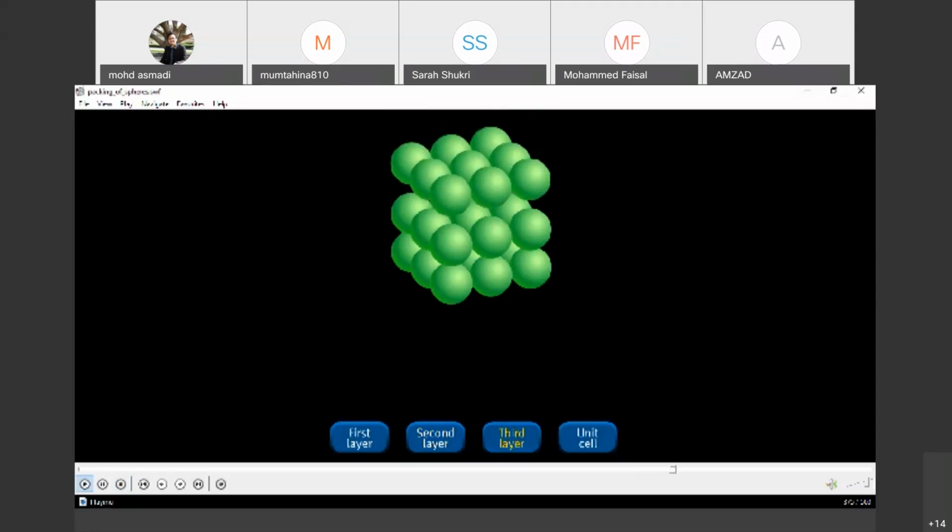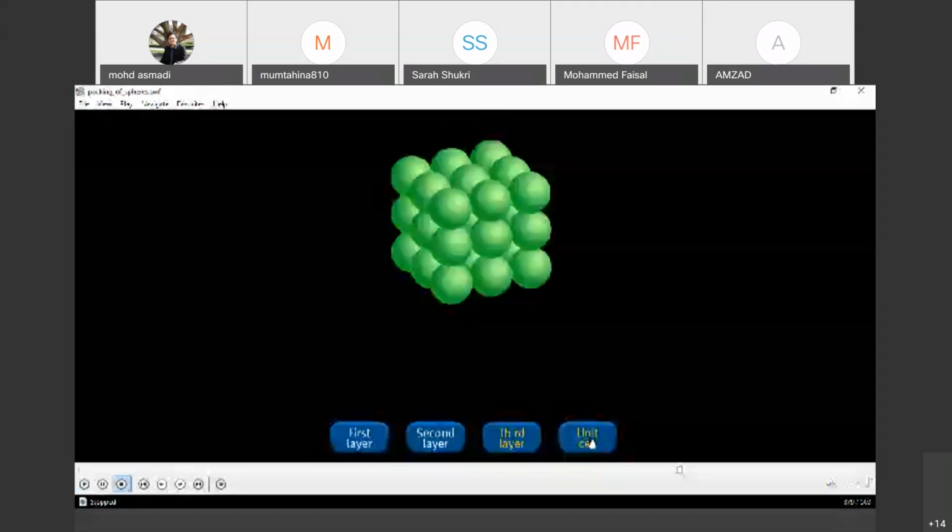The third layer stacks directly on top of the second layer. All layers of atoms in simple cubic packing are identical. This is AA stacking, because all the layers are identical.